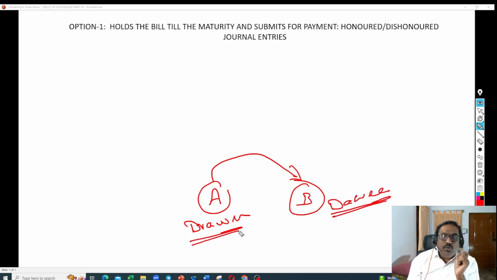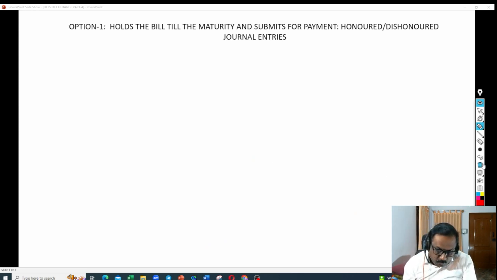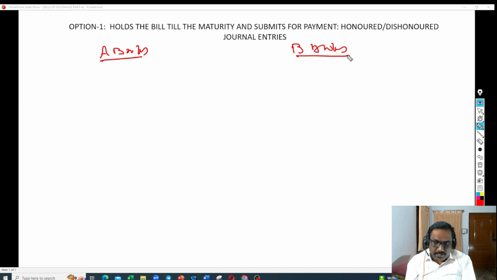So we are going to post the journal entries in drawer's books and drawee's books. In both the books we are going to learn. First, we take A's books, and we will put B's books. Journal entries. We are going to write journal entries.